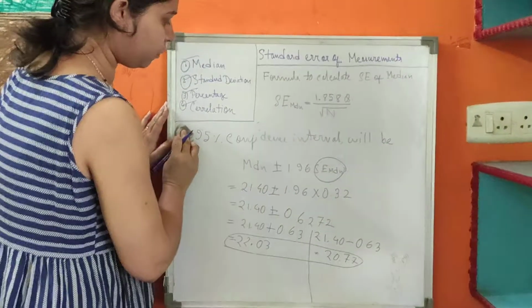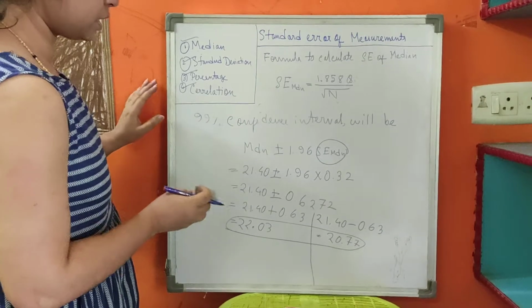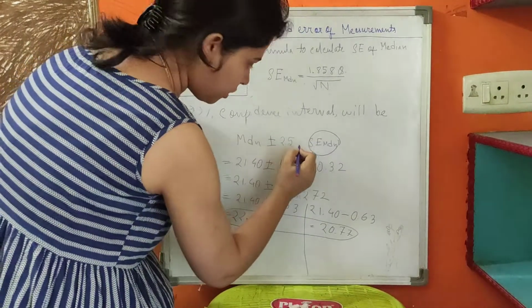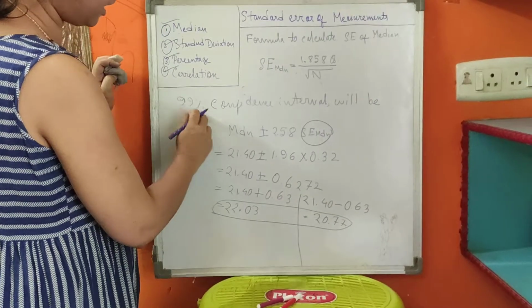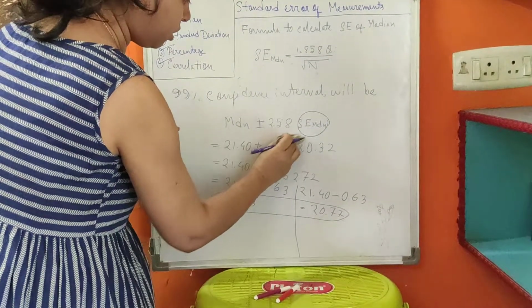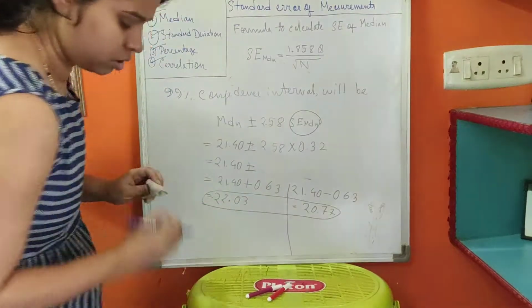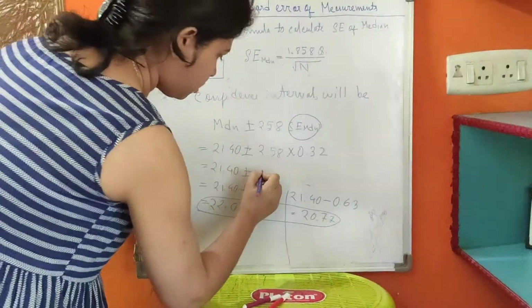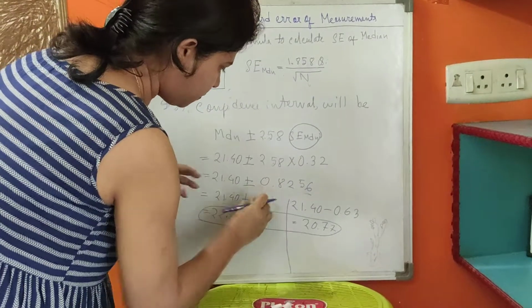Similarly, we can find out the confidence interval for 99%. So the 99% confidence interval will be median plus minus 2.58 into the standard error of median. This is the fixed value for 99% of area in the normal curve. So 2.58 into 0.32 is 0.8256. We can round it off to be 0.83.